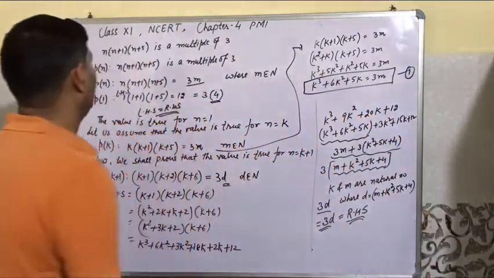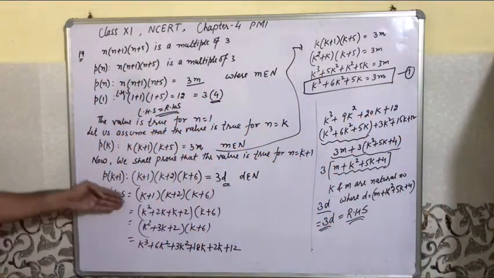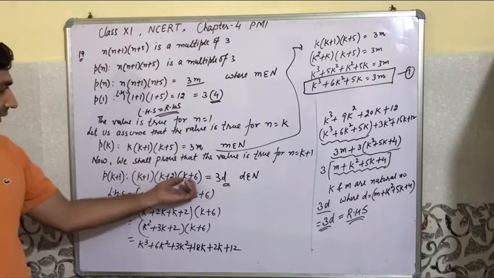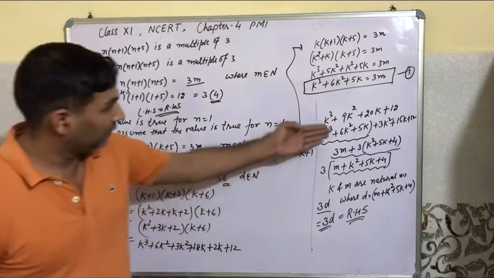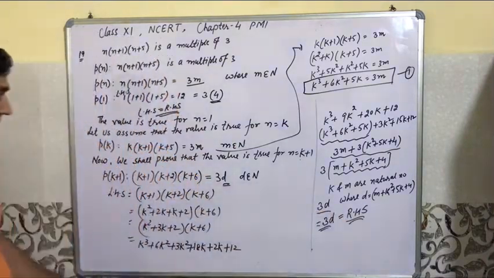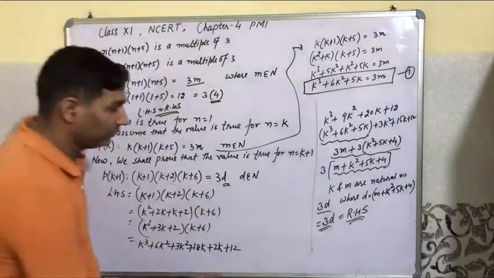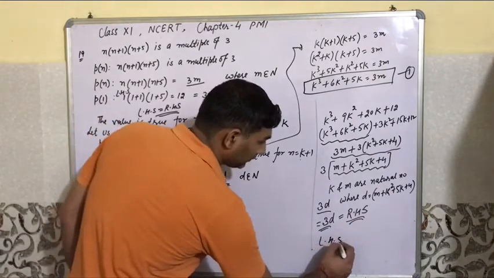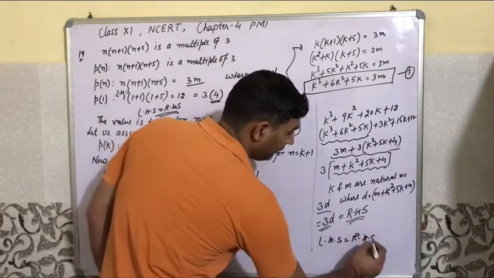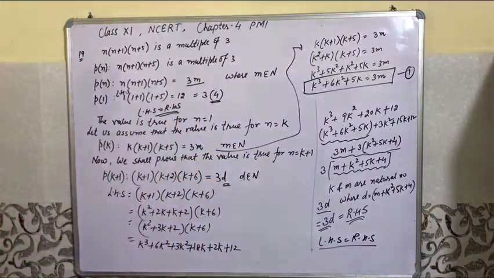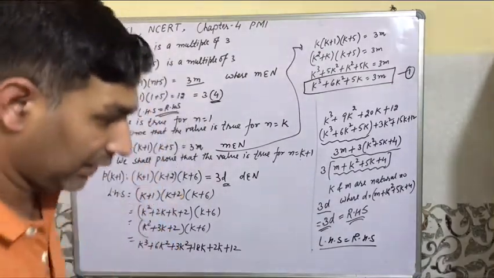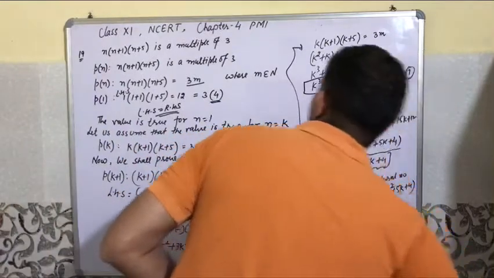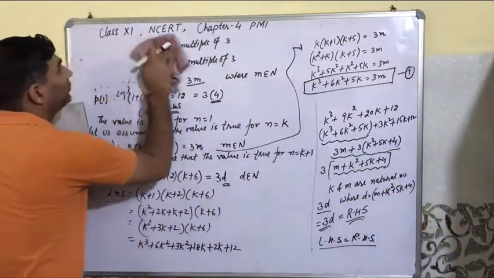So we took the left hand side; on the left hand side we started with this statement and solved this value, and it is equal to 3d, and 3d is equal to the right hand side. That means left hand side is equal to right hand side. So we can say that P of k plus 1 is true whenever Pk is true, then by the principle of mathematical induction the value is true for n belongs to N. And then next, question 20.